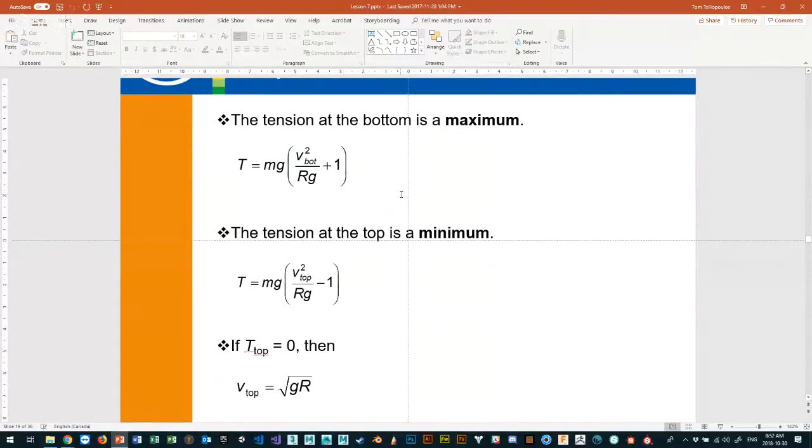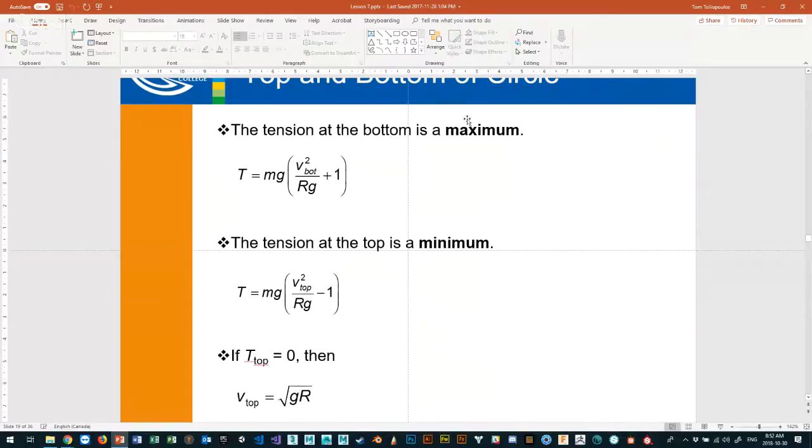And there's the tension at the bottom. Notice that it says the tension at the bottom is a maximum and the tension at the top is a minimum. The reason is that the centripetal acceleration works with gravity to pull things down toward the center at the top. Whereas at the bottom, gravity is pulling down, tension is pointing up, and you've got the velocity also coming down. So there's a lot more tension in the cable at the bottom than at the top. Going back to that child example, where does the child feel heaviest? At the bottom, right? Typically.